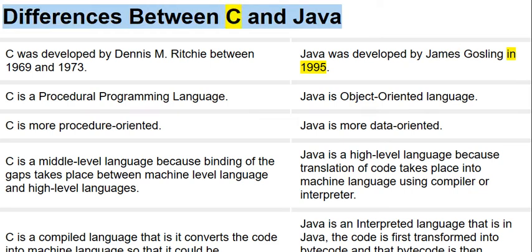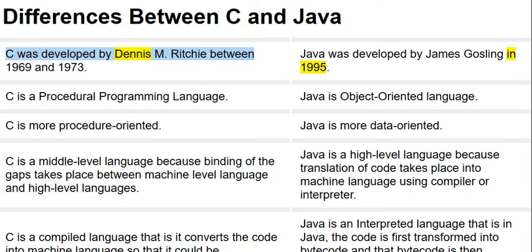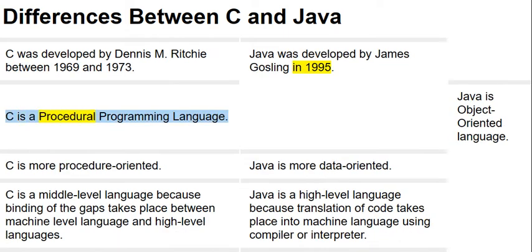Differences between C and Java. C was developed by Dennis M. Ritchie between 1969 and 1973. Java was developed by James Gosling in 1995. C is a procedural programming language.